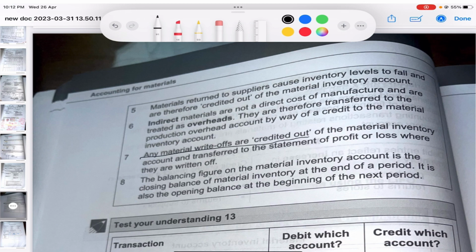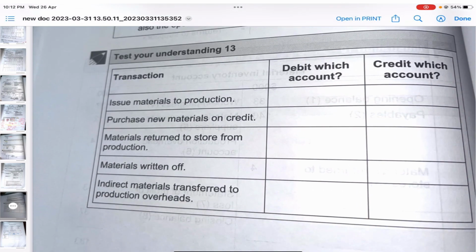Any material write-outs are credited out, and the material inventory will be transferred to the statement of P&L where they are written off. So whenever I am writing off any material, I will deduct it from my inventory. The balancing figure is the closing balance at the end of this period. So my closing balance at the end of the period would become my opening balance to the next period.